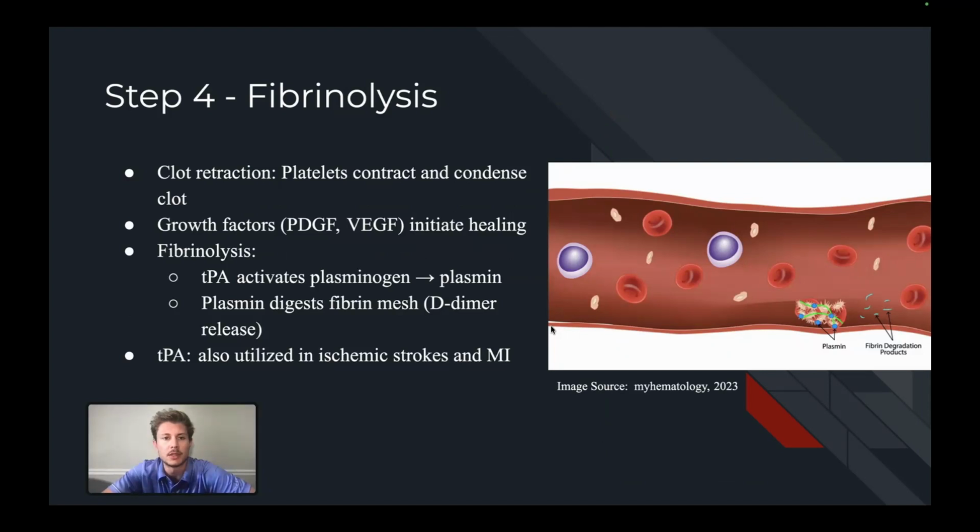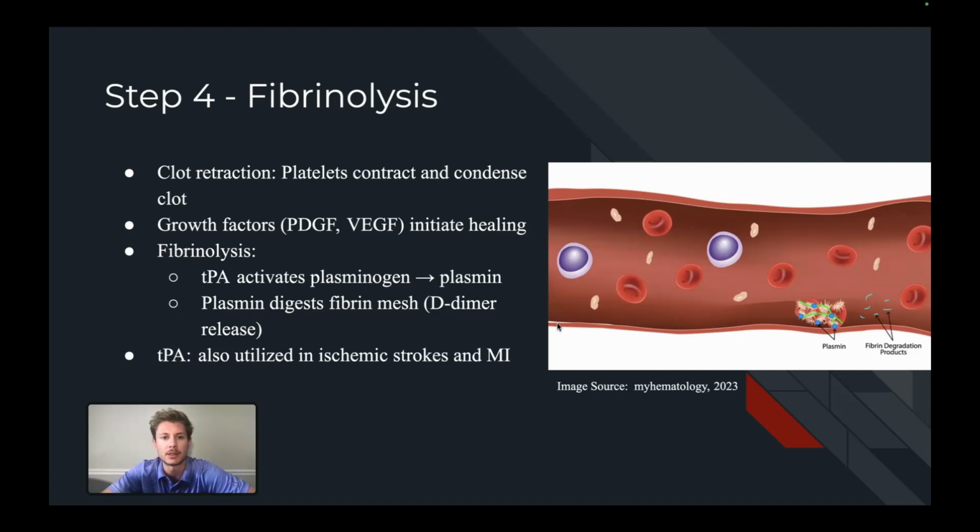So now that we've seen what goes into building the clot and regulating the clot, the final step in hemostasis is the breakdown of the clot, also known as fibrinolysis. After the clot forms, platelets contract to condense the clot and seal the injury. They also release growth factors such as PDGF and VEGF to promote tissue repair.